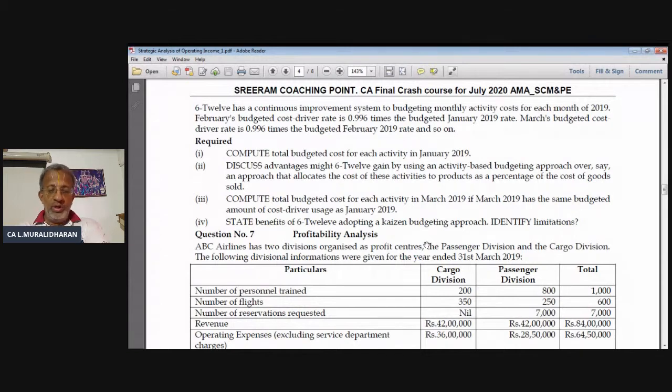Compute the total budgeted cost for each activity in January 2019. Discuss advantages 612 might gain by using an activity-based budgeting approach over, say, an approach that allocates the cost of these activities to products as a percentage of cost of goods sold. Compute the total budgeted cost for each activity in March 2019, with March 2019 having the same budgeted cost driver usage as January 2019. State benefits of 612 adopting the Kaizen budgeting approach and identify the limitations.